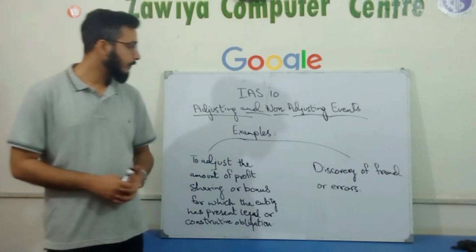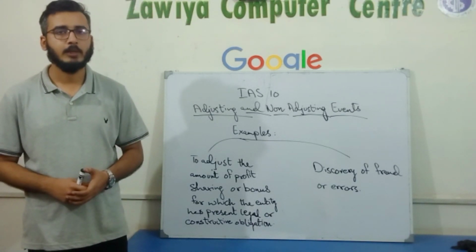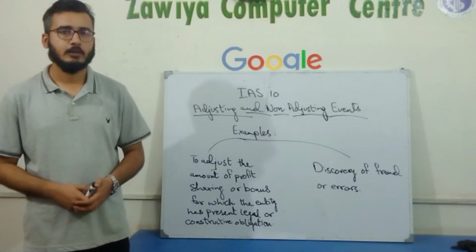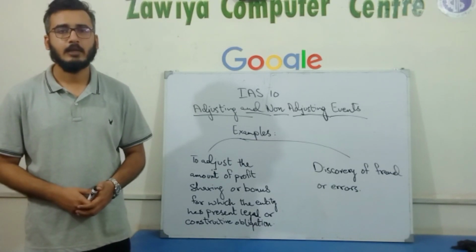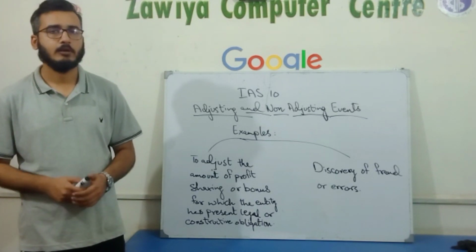Then number five is discovery of fraud or error. If the company comes to know that it has made any errors in the financial statements, or there is any sort of fraud in the financial statements, the company has to adjust them before the financial statements are authorized for issue.